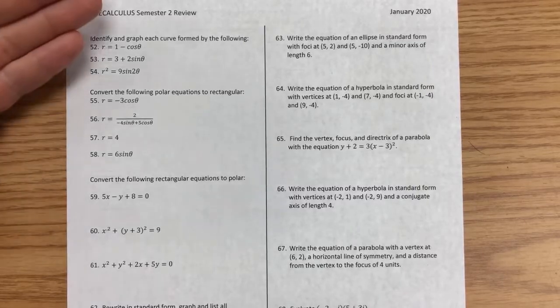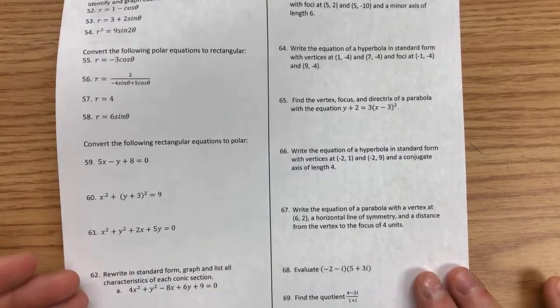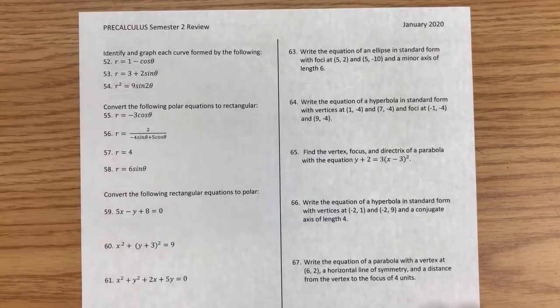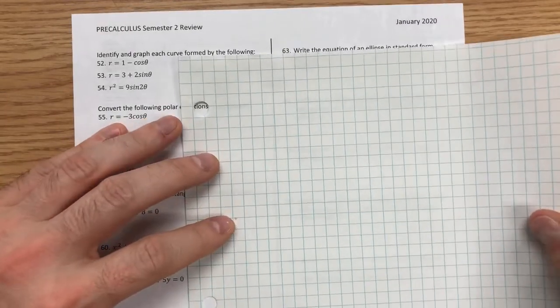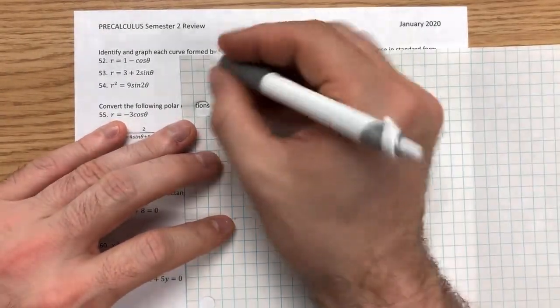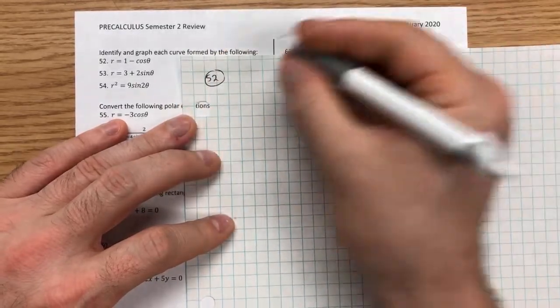So today we're going to be going through the column with numbers 52 through 62. So let's go ahead and get started with number 52. We want to identify and graph each curve formed by the following. Okay, so if we're doing graphs, let's start out with number 52.